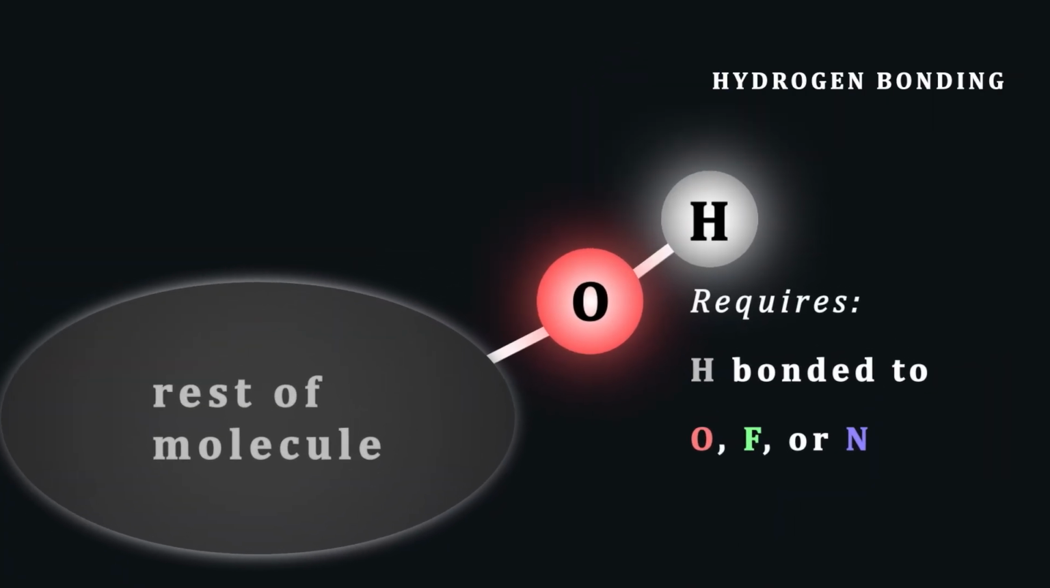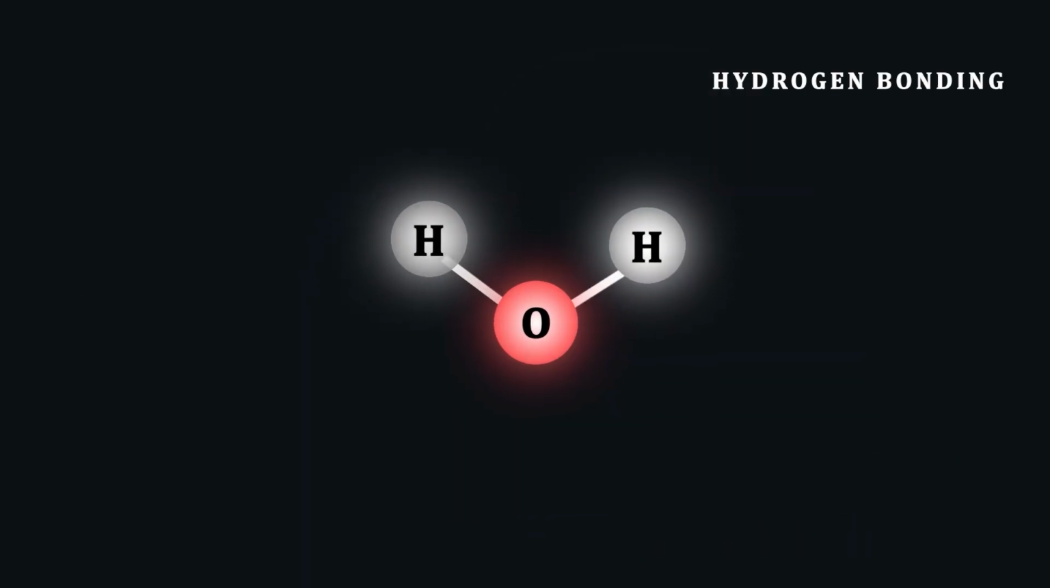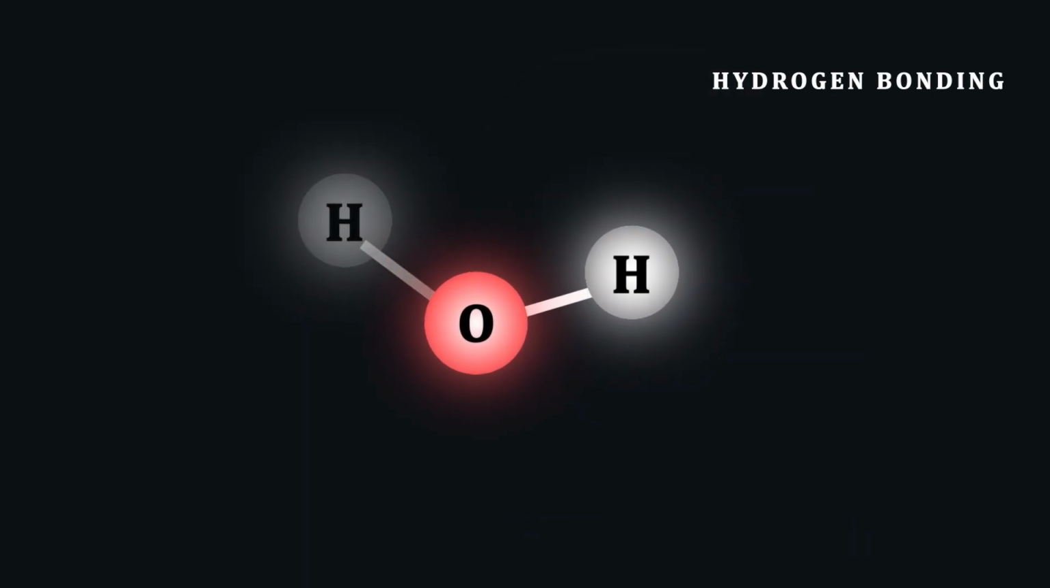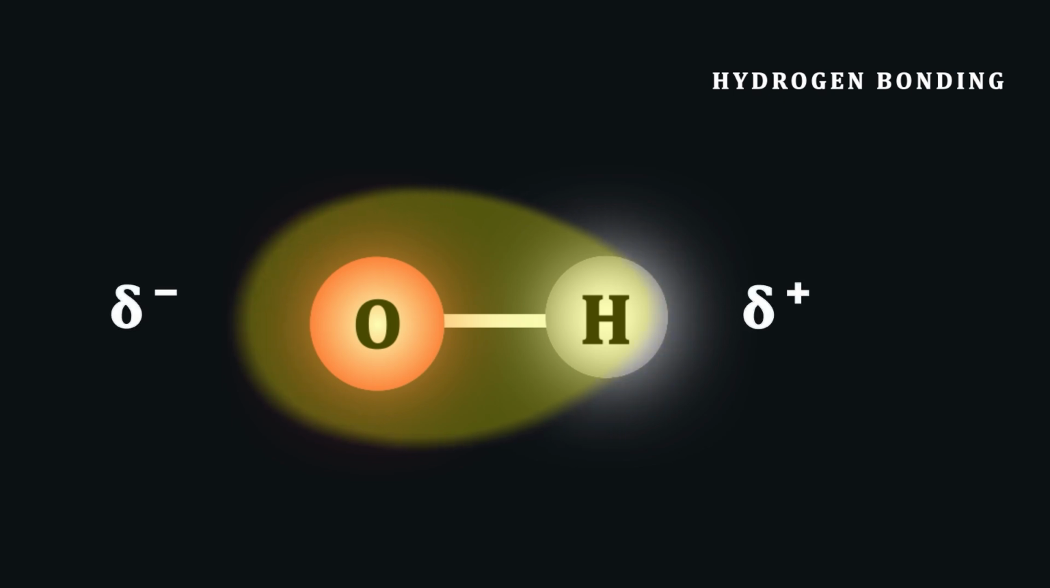Hydrogen bonding is a stronger, specific type of dipole-dipole force. It occurs when hydrogen is directly bonded to nitrogen, oxygen, or fluorine. These highly electronegative atoms pull electron density toward themselves, making the hydrogen strongly partially positive. That hydrogen can then strongly attract a lone pair on nitrogen, oxygen, or fluorine of a nearby molecule.